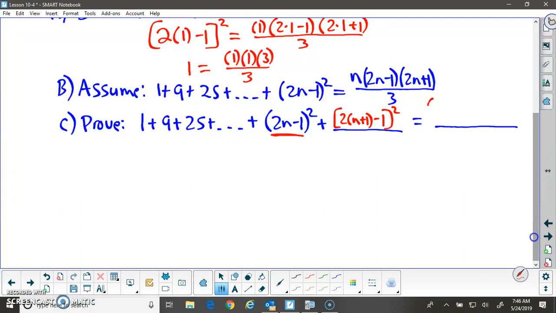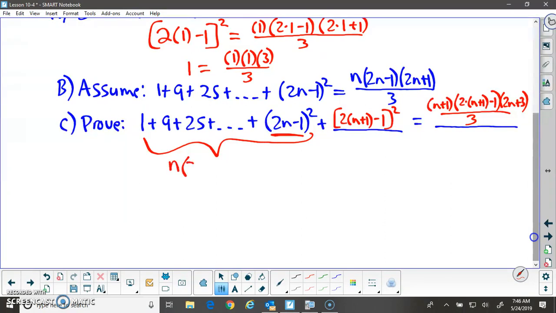And my new summation would be n plus 1 times 2 times n plus 1 minus 1 to, I got to simplify because I'm running out of room here. So 2n plus 2 plus 1 gives us 2n plus 3, all divided by 3. We assume that these first n terms multiply to give us n, 2n minus 1, 2n plus 1, all divided by 3.